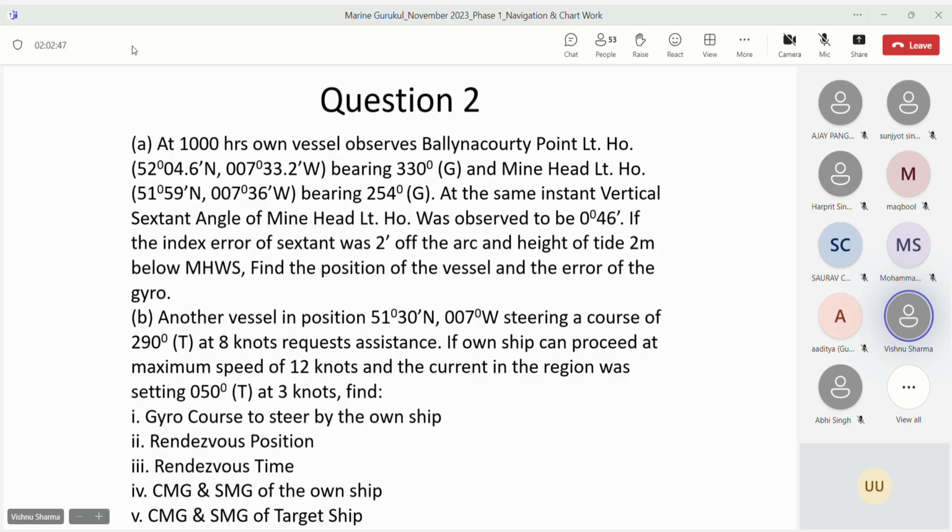Then another vessel is in position 51 degrees 30 minutes north, 7 degrees west, latitude and longitude given. Steering a course of 290 degrees at 8 knots, it requests assistance. If own ship can proceed at a maximum of 12 knots and the current in the region was setting 150 degrees true at 3 knots, so both are experiencing the same current here. Find the gyro course to steer by the own ship, rendezvous position, rendezvous time, CMG, SMG of the own ship, CMG, SMG of the target ship. Basically, what I've tried through this question is to include everything that he could ask from these questions.